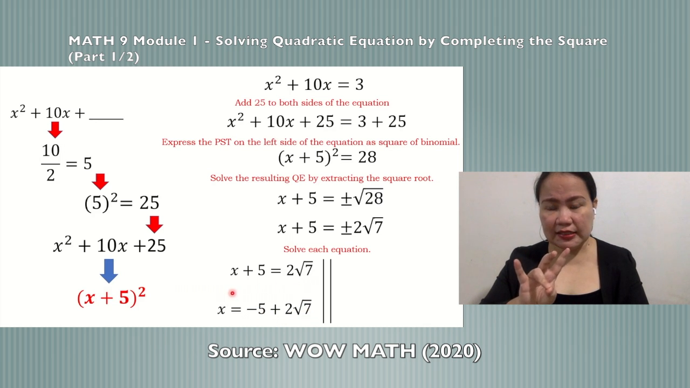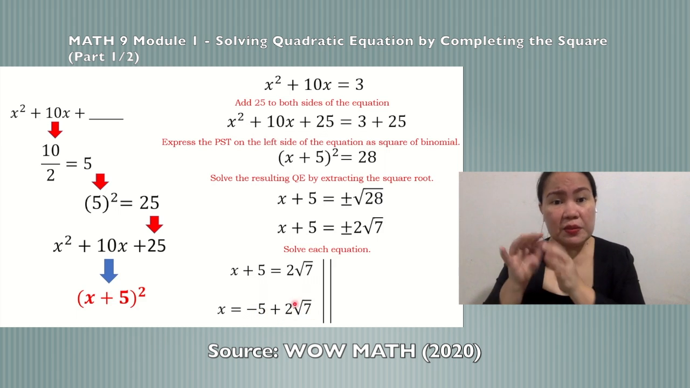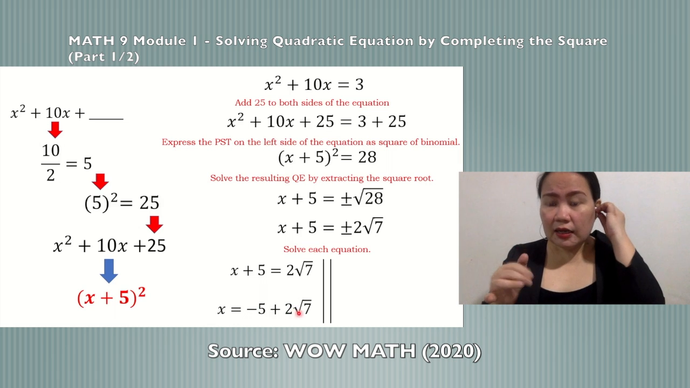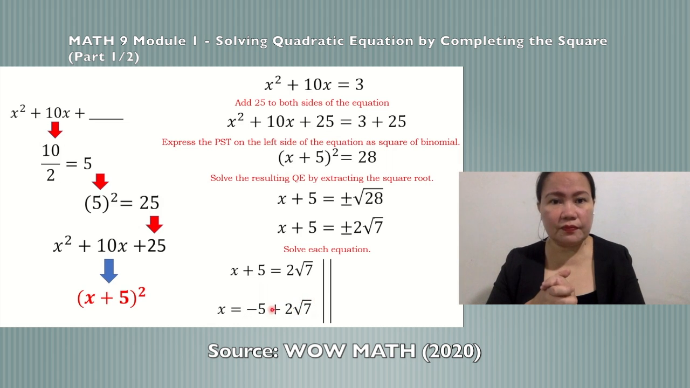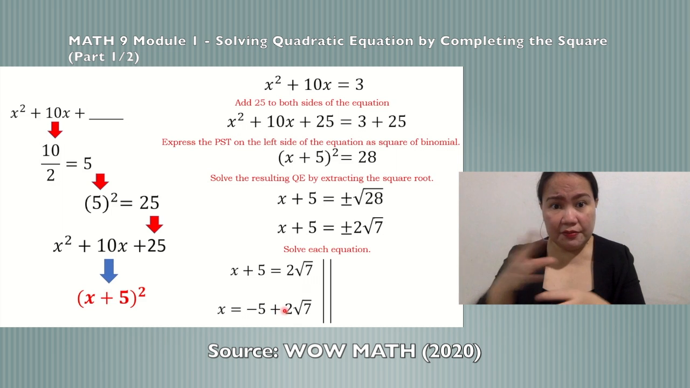And this is now the final answer. Hindi pwede natin simplify, no? Hindi pwede i-add si negative 5 plus 2 square root of 7 dahil magkaiba sila. Si 2 ay may kasamang square root of 7. Si 5 wala. So, this is now the final answer. Hindi mo pwede pagsamahin si negative 5 at positive 2. Next.